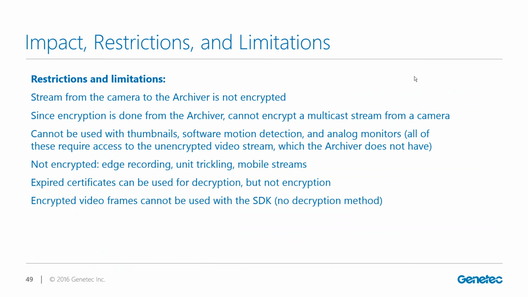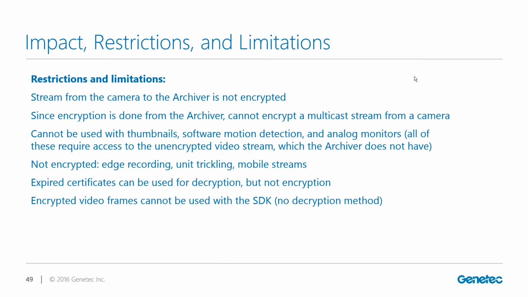A few other quick restrictions and limitations. As I mentioned, the weakest link there is the stream from the camera to the archiver. That's not encrypted using this method. That's not encrypted yet. That's something that's coming soon. And since the encryption is done as soon as it hits the archiver, we can't use the archiver stream encryption if we're using a multicast stream from a camera.